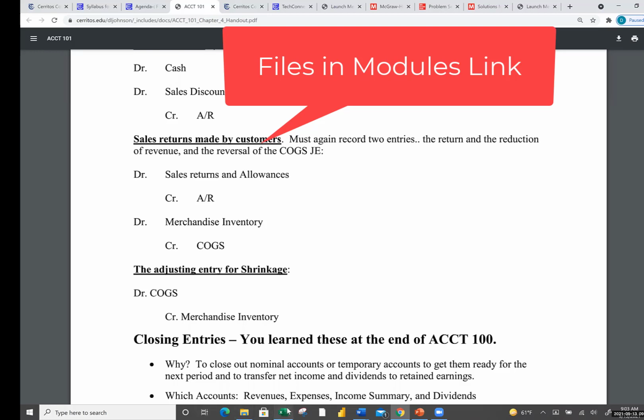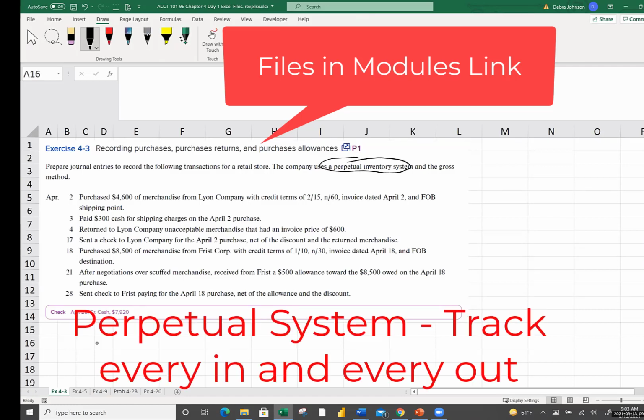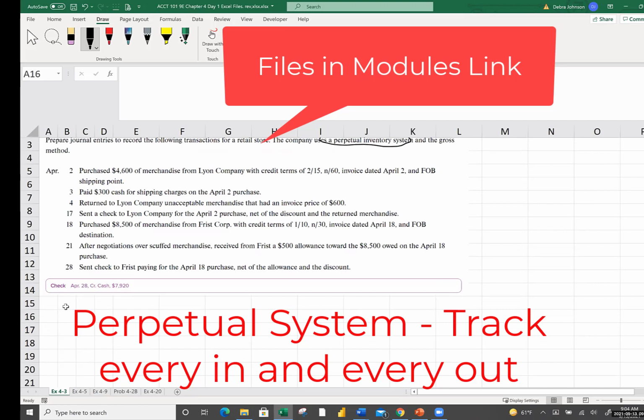All right, then I'm going to move to the Excel file. So we're going to start off with just a basic buying transaction. So again, think of your favorite merchandiser and think about the buying side of the house. That's what we're going to focus on first. Remember, we are using a perpetual system. That means we expect to track every in and every out. And we're using the gross method, which is the same method that you guys learned about in Accounting 100. So let's do journal entries, get some practice here.